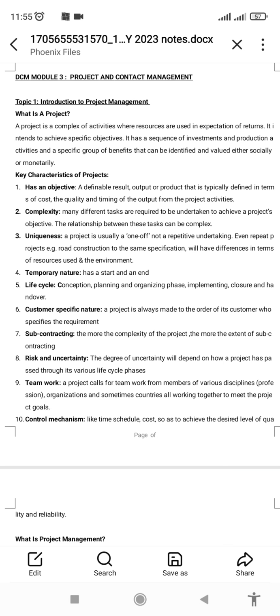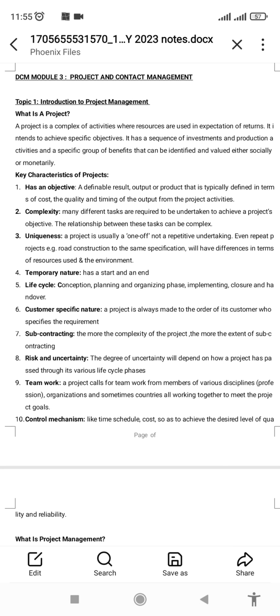And you can also say a project is a complex of activities where resources are used in expectation of returns, and it always intends to achieve a specific objective. And also a project has a sequence of investments and production activities and a specific group of benefits that can be identified and valued either socially or monetarily. I hope you've all got the meaning of project.